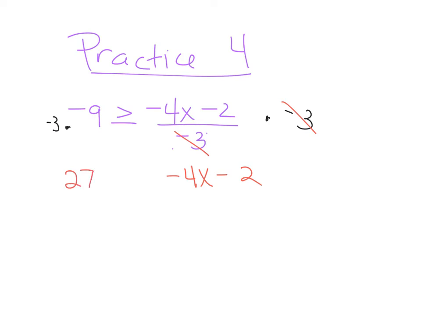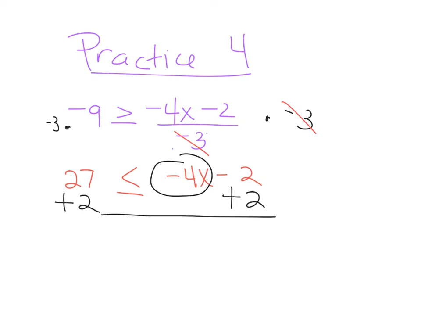Now, here's the tricky part that most people don't catch. Did I just multiply both sides by negative 3? And it's negative, so I have to flip the sign. There's flip number 1. Okay, so now it's just a normal two-step inequality. I want to get the negative 4x by itself, so I'm going to add 2 to both sides. And I get 29 is less than or equal to negative 4x. Okay, I didn't have to flip the sign because I didn't multiply or divide both sides by a negative.